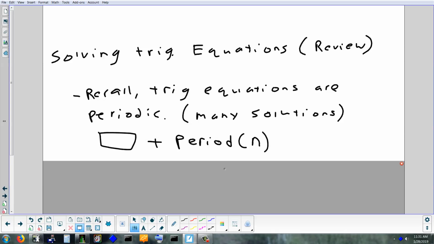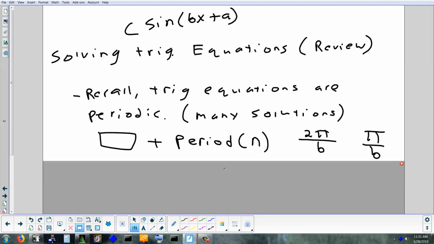Quick review on finding period. If you're dealing with sine, cosine, secant, or cosecant, period is 2 pi over b. If you're dealing with tangent and cotangent, the formula for the period is pi over b. And if you're wondering what b is, b is the number that has to do with the horizontal stretch or compression. A, C, and D don't matter at all.